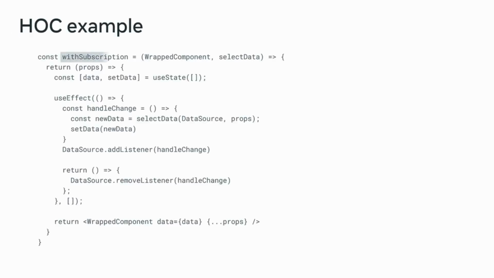With subscription is the higher order component that takes the wrapped component you would like to enhance with subscription capabilities, as well as a select data function to determine the type of data you are getting from the data source. In this case, either orders or users. With subscription then returns a new component that renders the provided component and supplies a new prop to it, called data, that will contain the most recent list of items from the data source of interest. It also passes other props through to the wrapped component, which is a convention in HOCs.